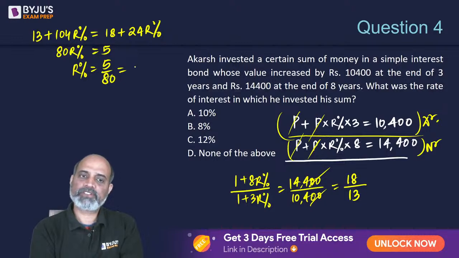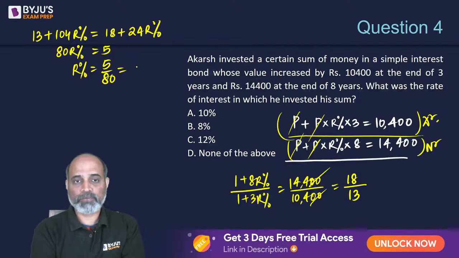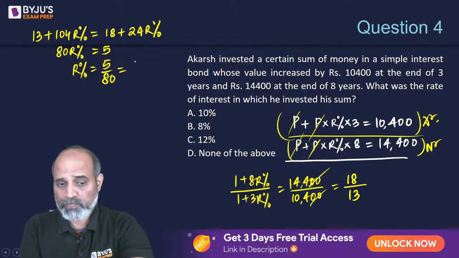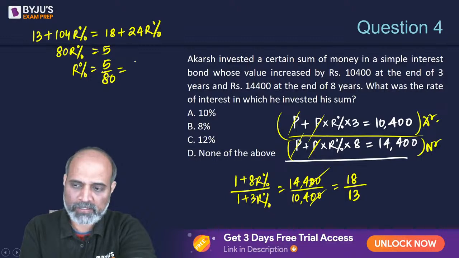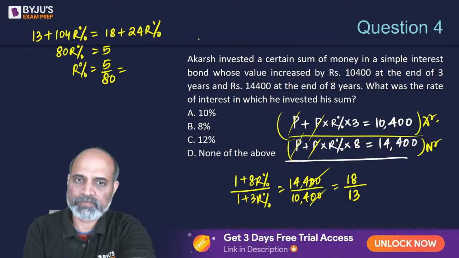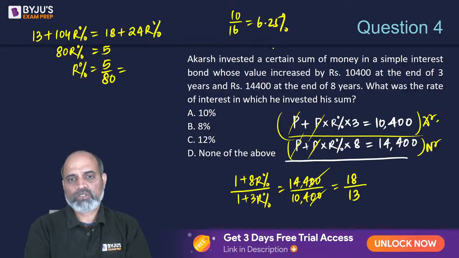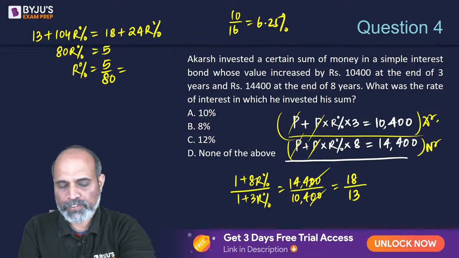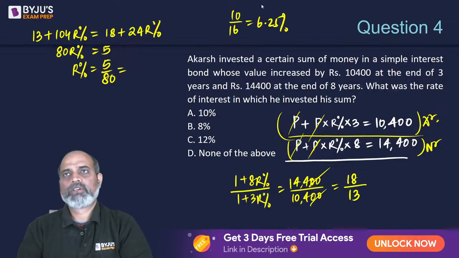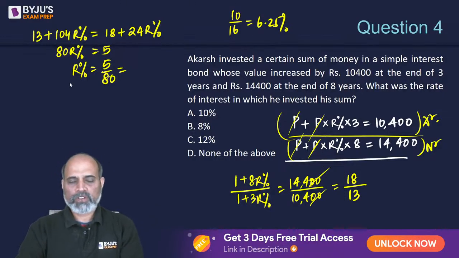Which we can say that 5 by 8 is going to be, well, 10 by 16 is 6.25, right? So if we divide it further, should we divide 5 by 80? Should we divide 5 by 8?